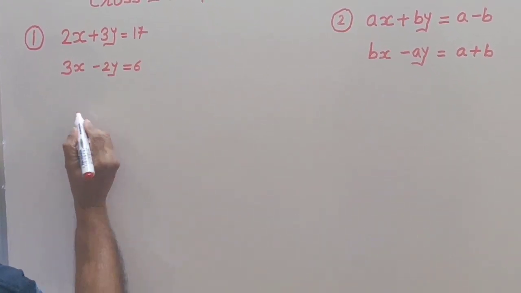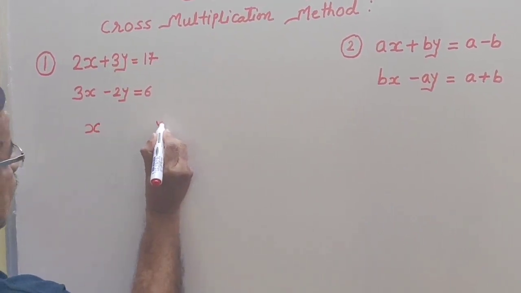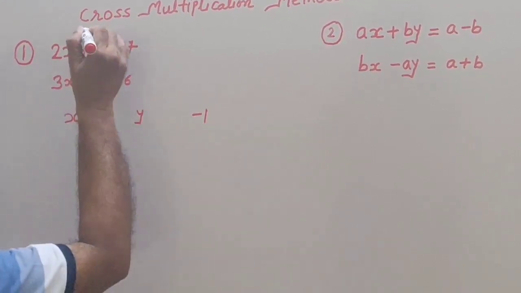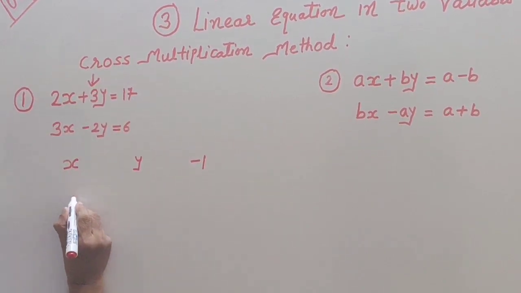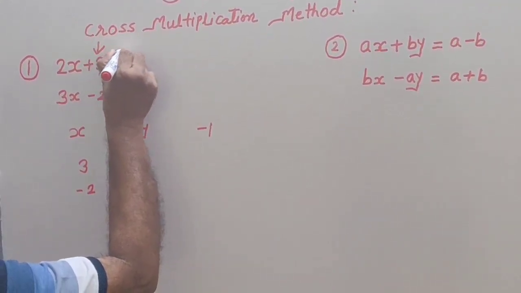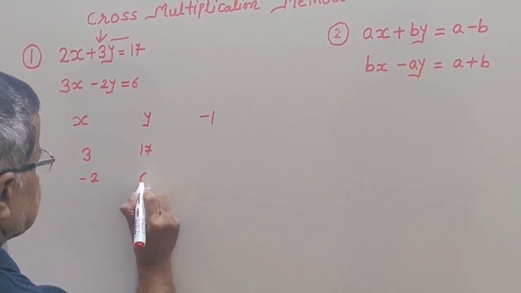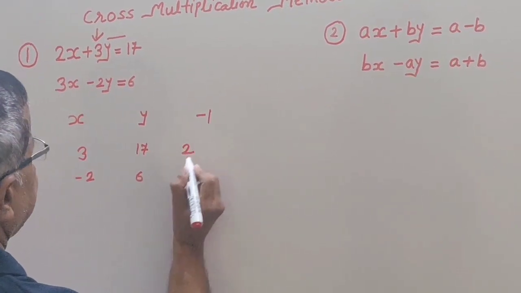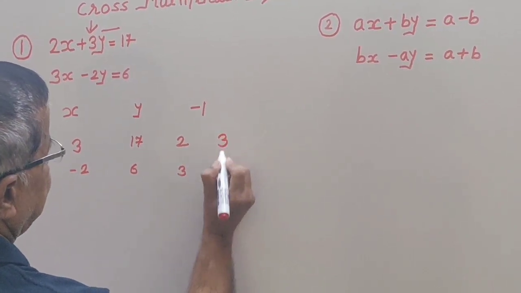In cross multiplication you have to write down x, y and minus 1. Now below this you have to start writing the coefficients, from this it is 3, minus 2. Then go to this one, that is 17, 6. Then again write down the coefficients of x, that is 2 and 3. And stop here, again 3 and minus 2.